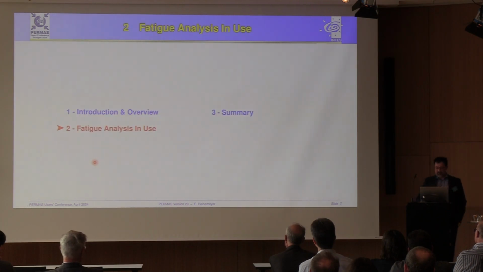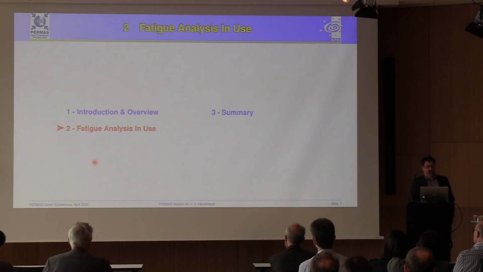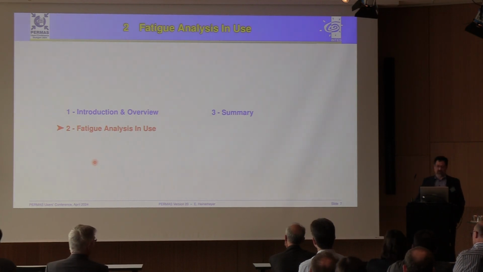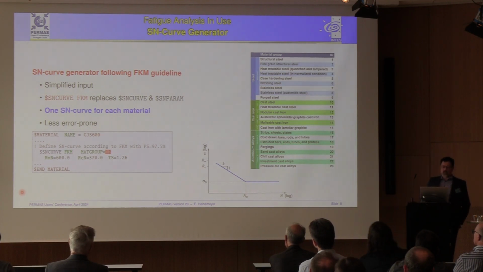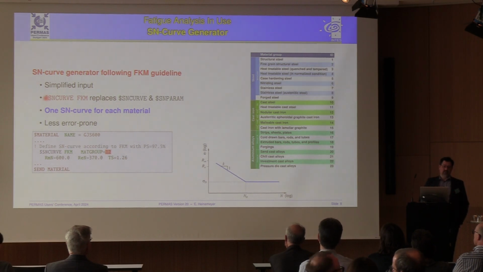Okay, so in the second part now, I will focus a little bit on the improvements we have done and what you can do with this. First of all, we improved the usability by introducing an SN curve generator, which follows the FKM guideline. For you, this means a simplified input. You now have a new dot key, which is $SN curve FKM, which replaces the former $SN curve and $SN param. You just define one SN curve for each material, which hopefully is less error prone.